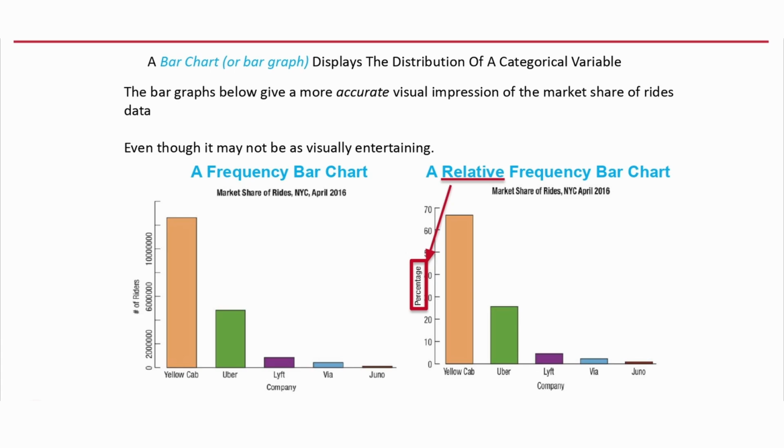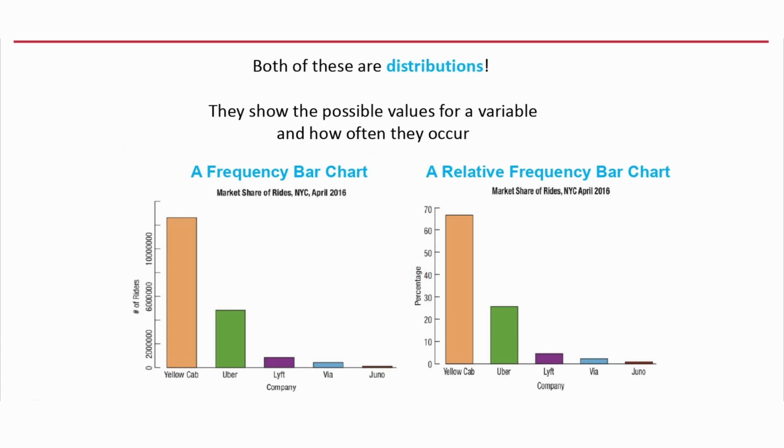One thing I want you to notice is that the features or the characteristics about the bar chart, how the orange bar is always the tallest, the green bar is always the second tallest, and there's this downward trend. Those trends don't change whether you use the counts or the percents. Now in these charts, I have again all of the possible answers for whether people were going to take Yellow Cab, Uber, Lyft, Via, or Juno, and I know how many people took each. So these are both examples of distributions.